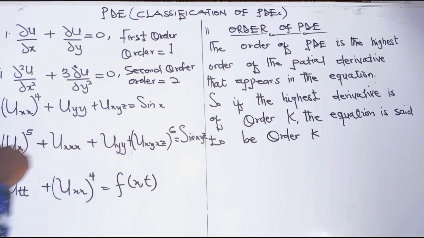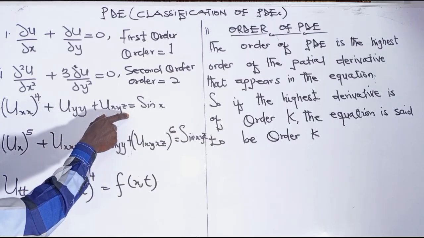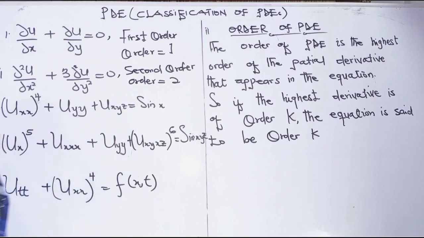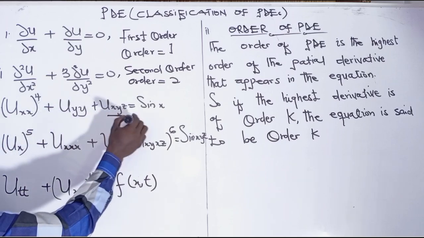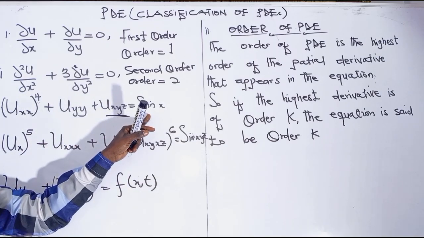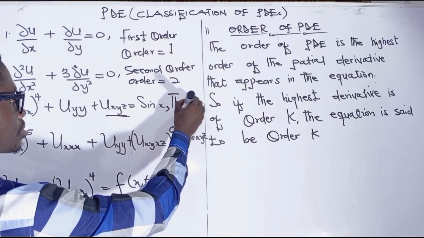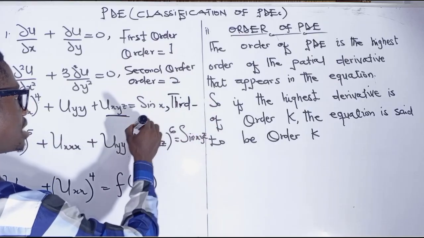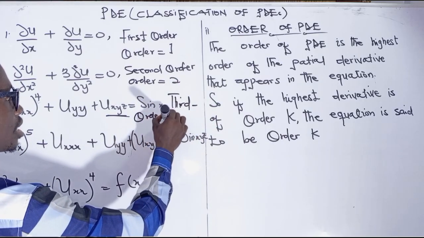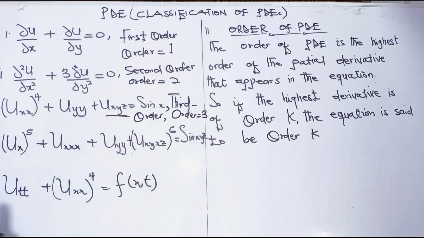Let's look at this one. What is the highest derivative here? We are taking the second partial derivative with respect to x, the second partial derivative with respect to y, and the third partial derivative of the function u with respect to x, y, and z. So the highest derivative is this part, that is 3, the third partial derivative. Therefore, this equation becomes a third order PDE, and the order is order 3.